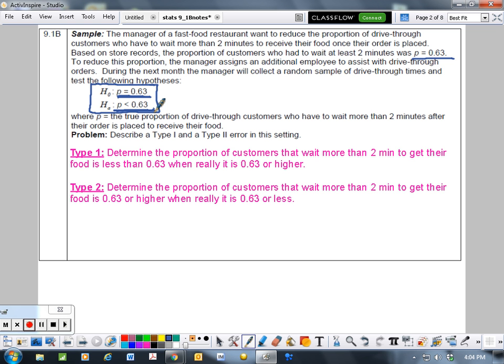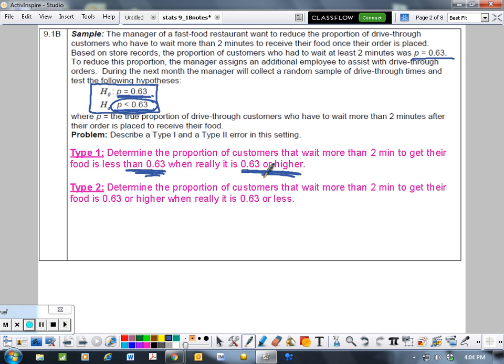A type 1 error means that I reject H0 when H0 is true. So I reject, saying that it's not really 63%, that in fact it's lower than 63%, when really it's not. So we determine that the proportion of customers that wait more than 2 minutes to get their food is less than 0.63, like HA is true, when really it's not true. Really it's 0.63 or higher. So nothing has changed. You spent all this money to get someone to work the drive-through, and the same amount of people are waiting forever in the drive-thru.